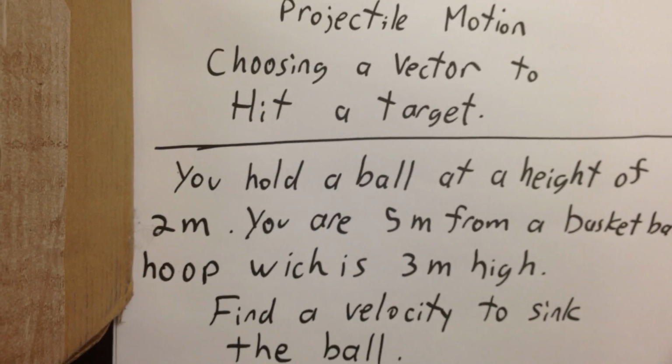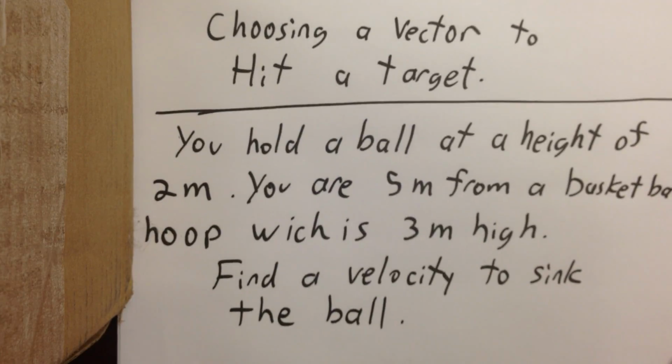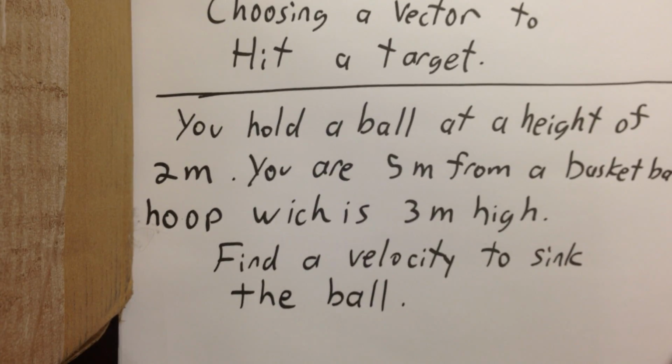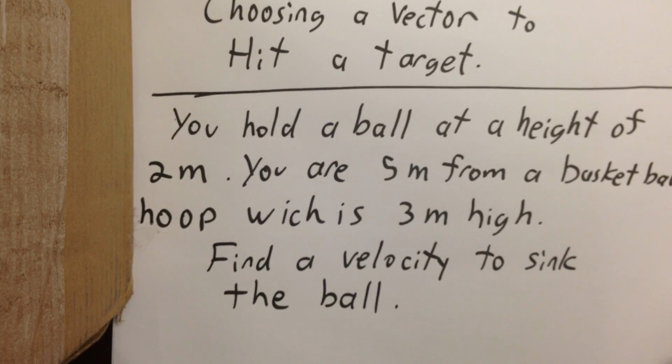Okay, here's a more difficult projectile motion question. This is choosing a vector to hit a target. You hold a ball at a height of 2 meters. You're 5 meters from a basketball hoop, that's horizontally, which is 3 meters high. Find the velocity for the ball to go into the net.